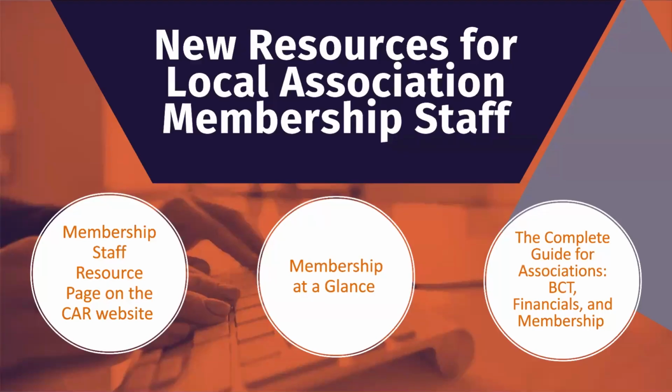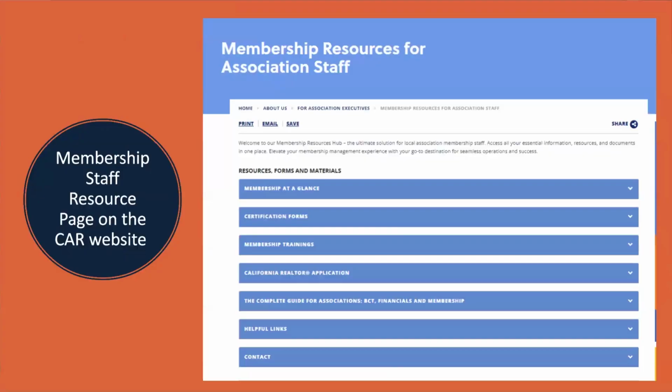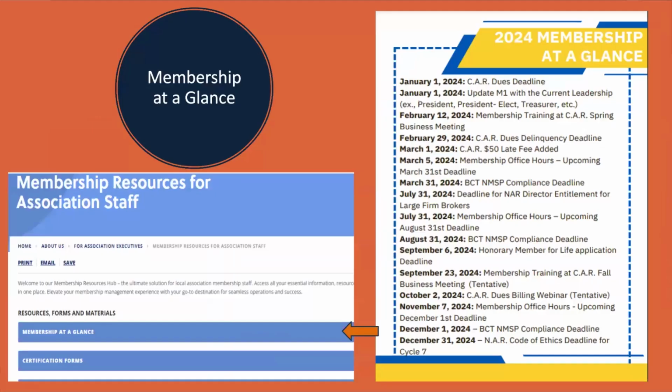This is something I'm super excited for. These are new resources that we've created for local association membership staff. The first thing is the membership resources for association staff page on the C.A.R. website. On here, you'll be able to find a ton of helpful documents, such as the newly created Membership at a Glance and the Complete Guide for Associations. We also have certification forms, membership trainings, contact information, so much more on this page that we think will be really helpful for membership staff.